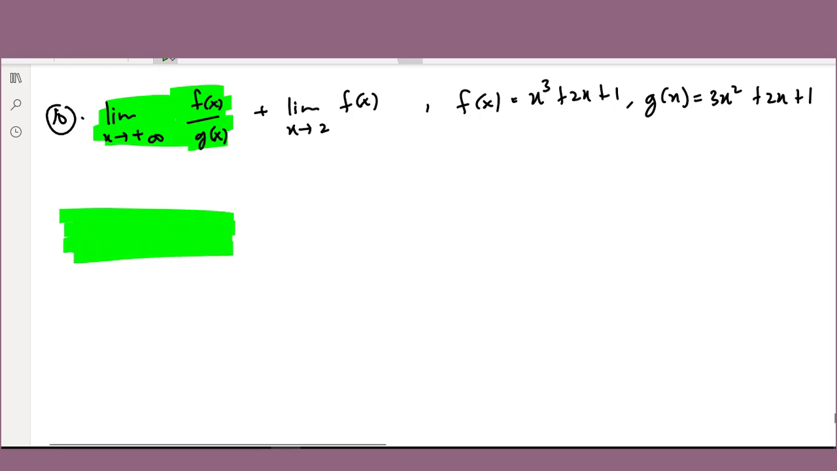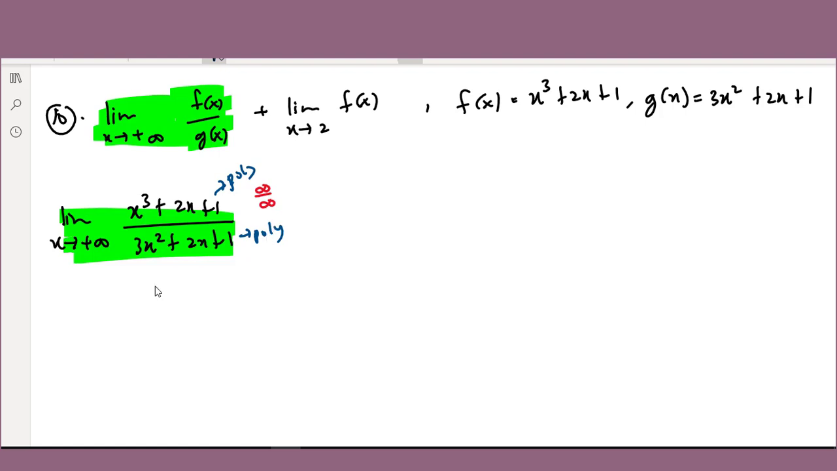Then this one is the limit as x tends to positive infinity. f(x) is equal to (x cubed plus 2x plus 1) over (3x squared plus 2x plus 1). First thing, substitute directly. There is positive infinity over infinity, an indeterminate form. And check, this is polynomial over polynomial, so you have to divide by the highest power of the denominator. Why? Because this one tends to infinity. Okay, next step.